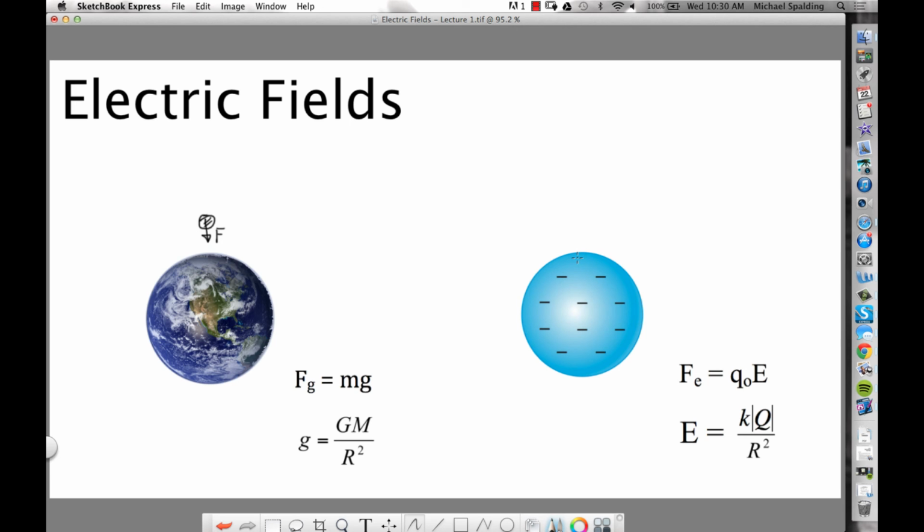Can charges do that? Here we have a big negative charge. If I stick a positive charge right here, can this big negative charge exert a force on the little positive charge? Yeah. Any physical contact there? Nope. So it's a field force, right?